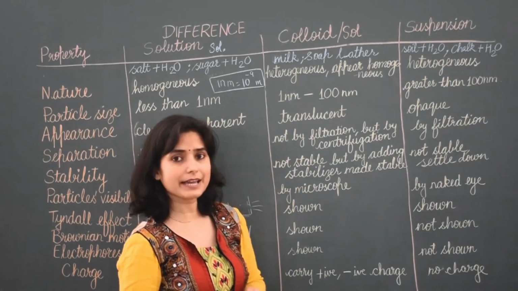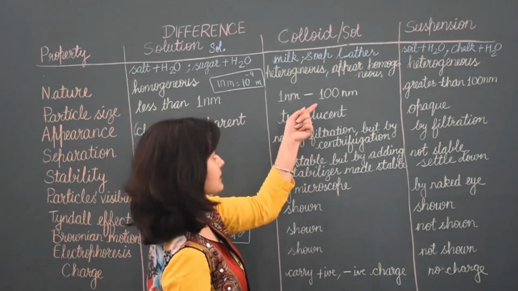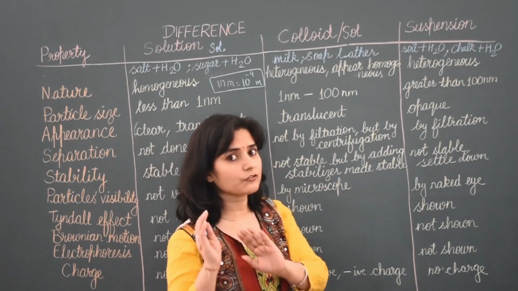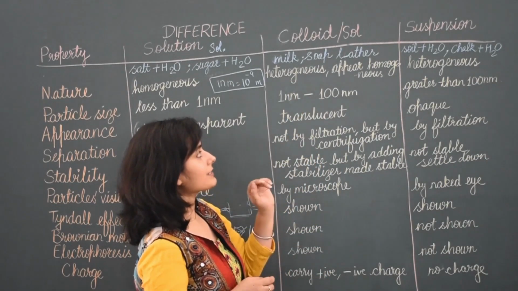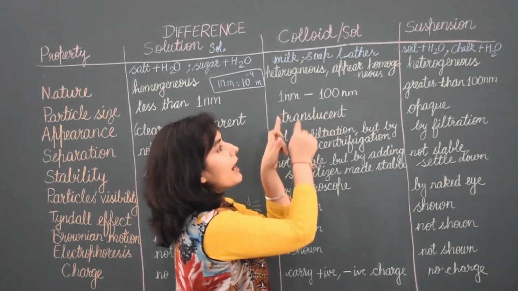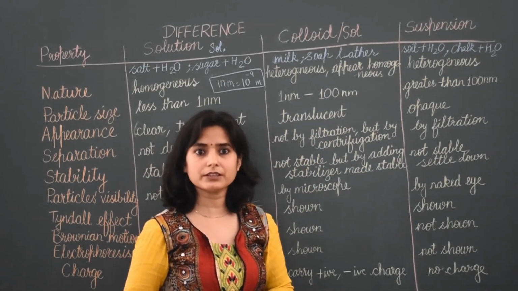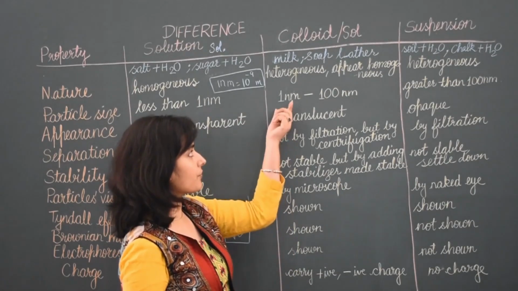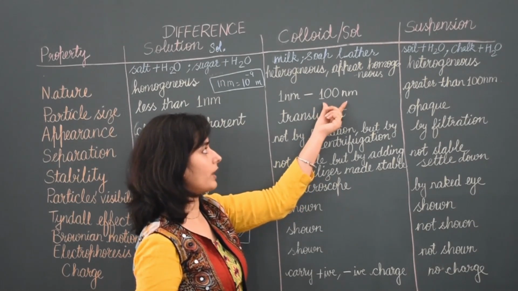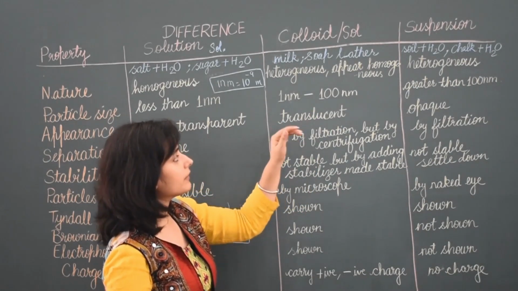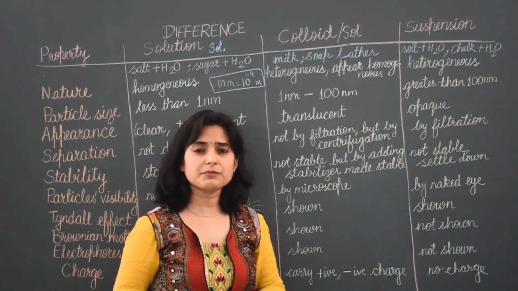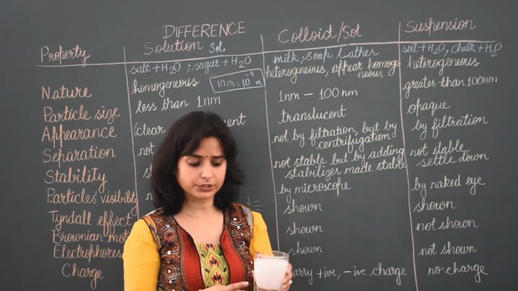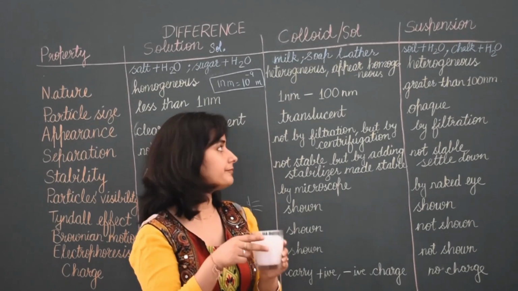Next, particle size. Its particle size is greater than solution particles. Solution particle is less than 1 nanometer, and colloid particle size is from 1 nanometer to 100 nanometer. It can be 2 nanometer, it can be 99 nanometer, or it can be 100 nanometer. So from 1 to 100 nanometer particle size is colloid. Next, it is translucent. Sometimes it appears opaque also. And when we add more water, then it will be translucent.